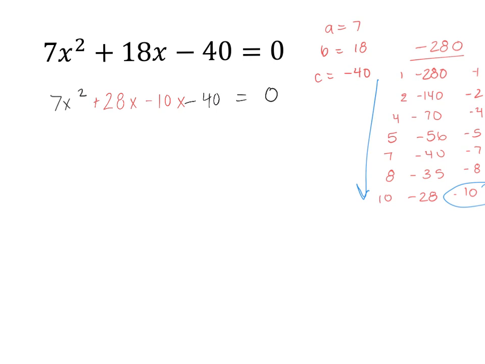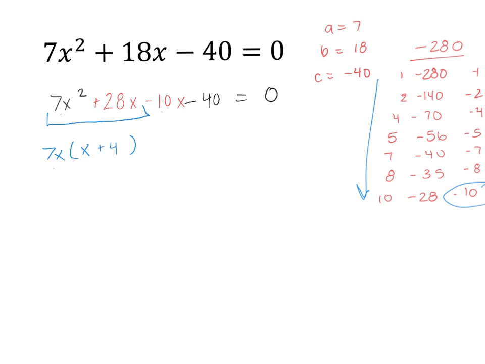Okay? And now we are at the point where we can group. So I'm going to go ahead and group the first one together. What is my GCF here? It is a 7x. Parenthesis, parenthesis. What do I need to multiply 7x by to get 7x squared? That's just an x. And what do I need to multiply 7x by to get a positive 28? That is a positive 4.